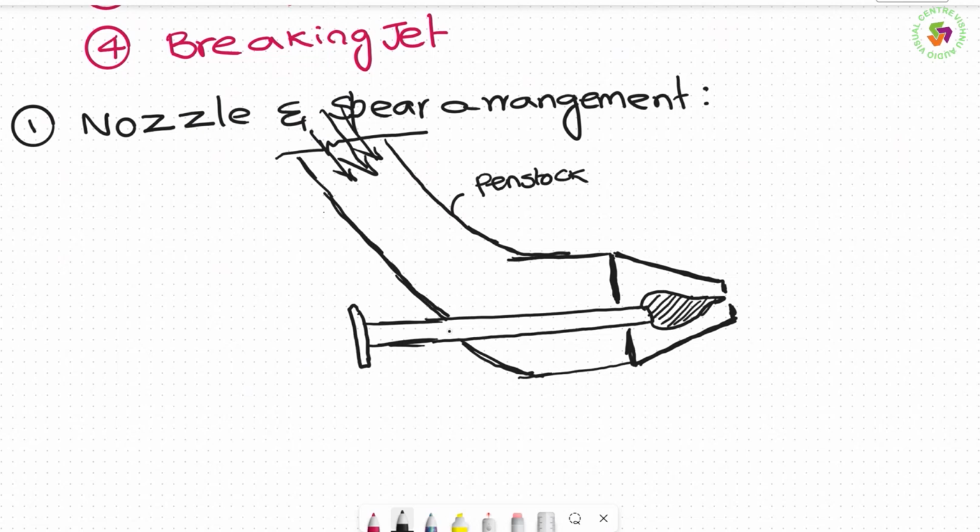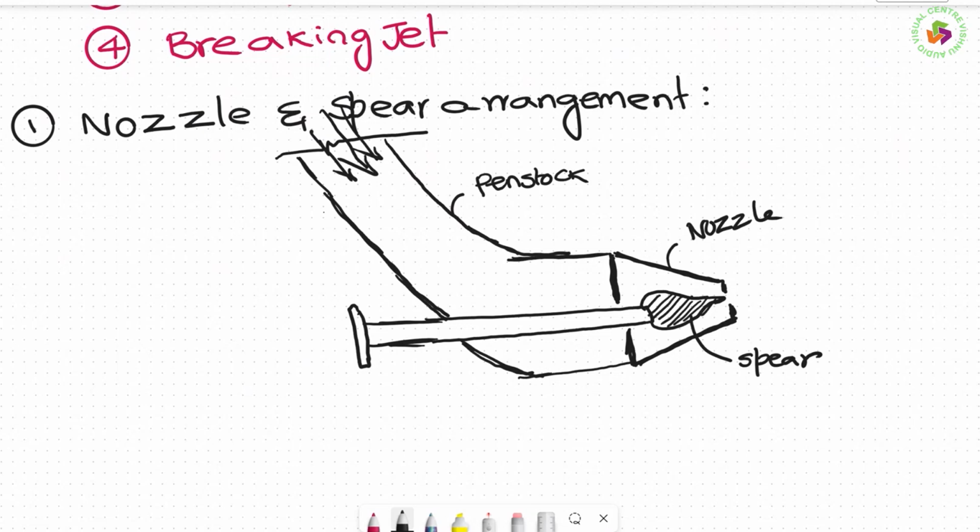Suppose you are pushing this towards the front end, then this opening is closed, and there will be no flow coming out of it. If you are pulling back, then naturally the nozzle will completely open and there will be enough water, which is the jet of water striking the runner. So this arrangement is the nozzle, and this is the spear arrangement.